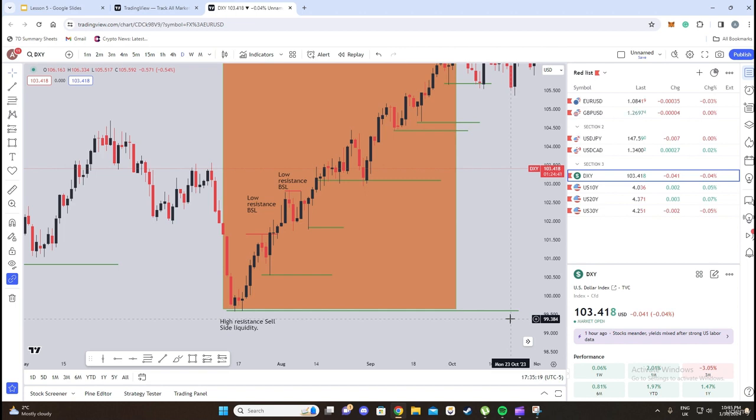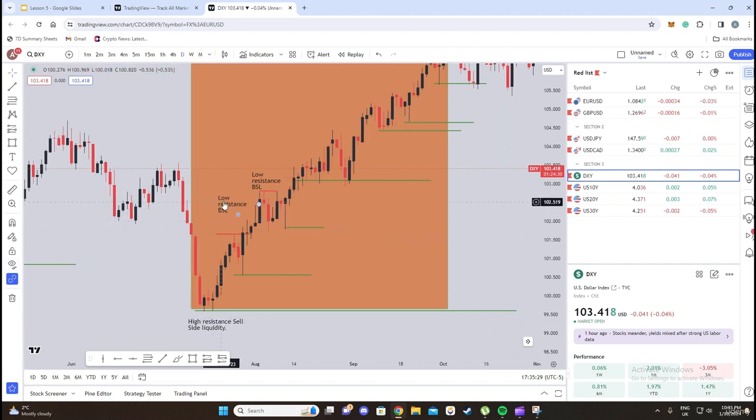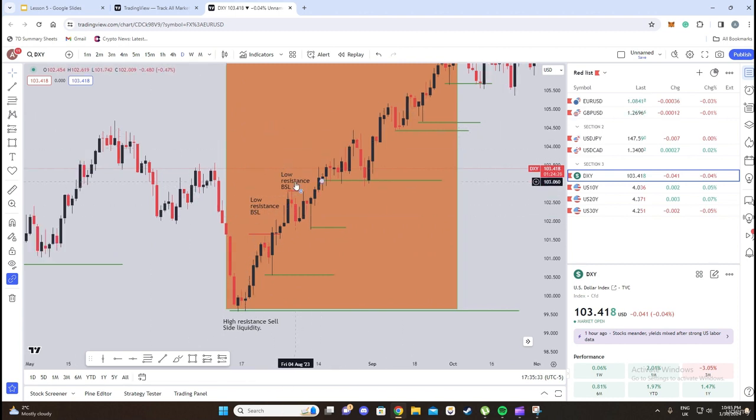Because if your bias is really wrong, let's say the market is bullish and you think it's bearish, none of this is going to work for you. The key concepts are still there: what's resistance, what's liquidity, order blocks, and all of that. That's all still going to work for you.